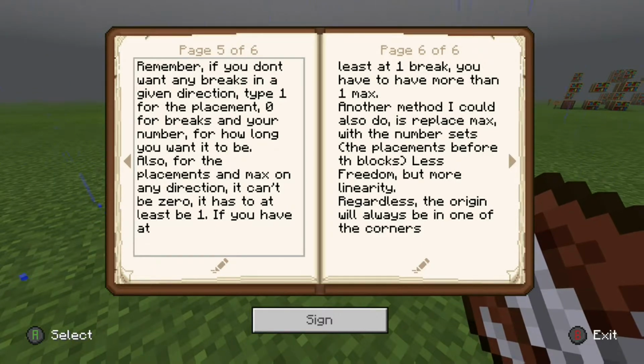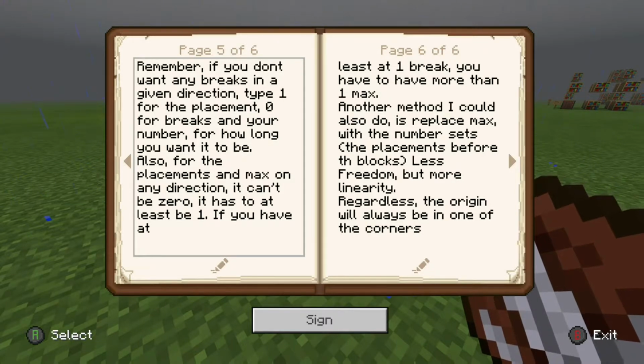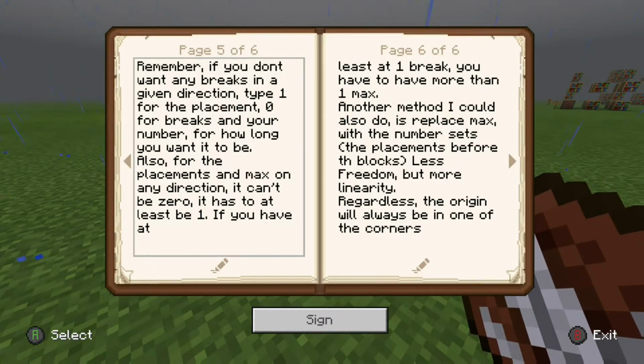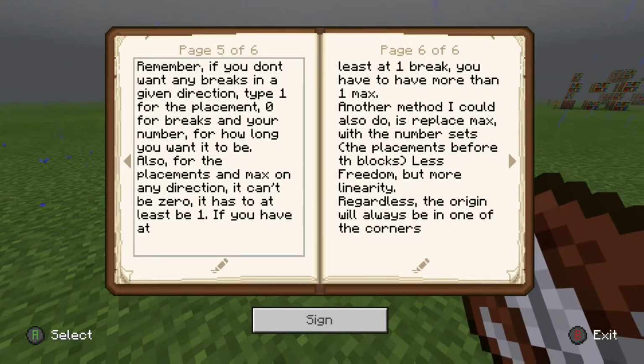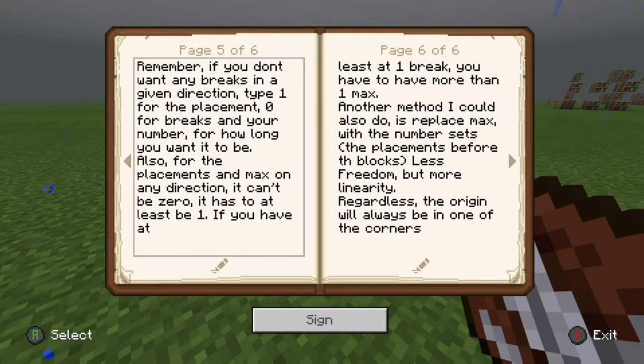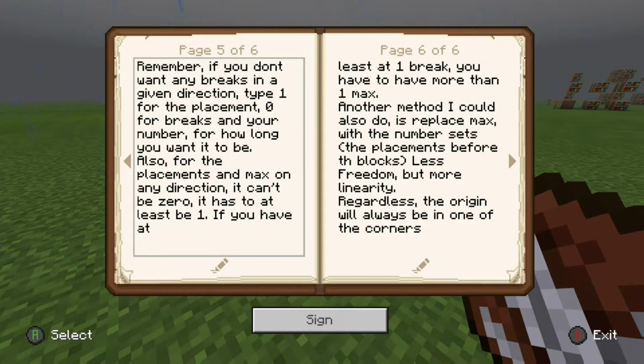Also, for the placements and max on any direction, it can't be 0, it has to be at least 1. So even if you are not going up or down in the Y direction, you still have to have a max of 1 and a placement of 1, because from the Y direction, you're going to have at least 1 placement.